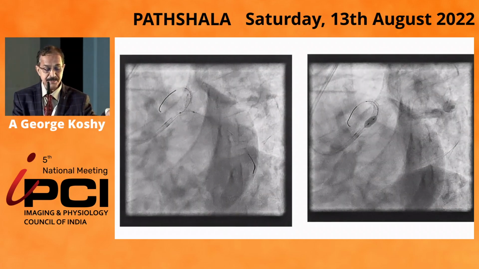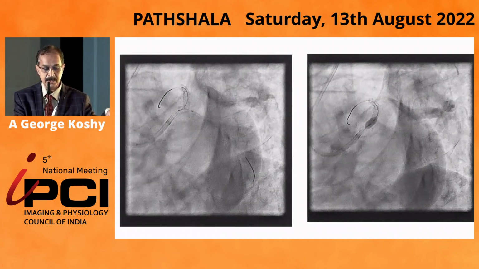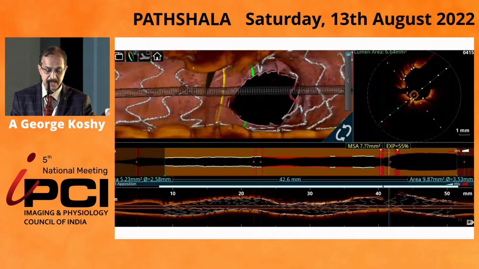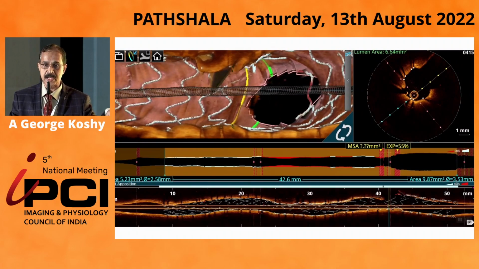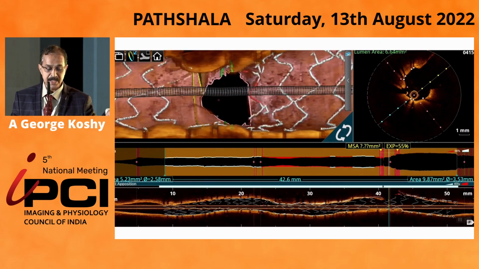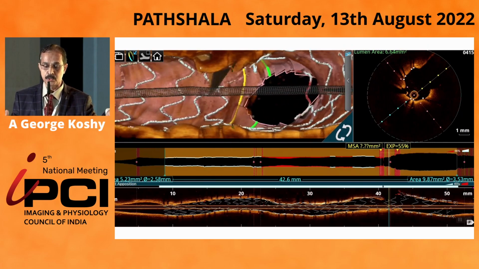And subsequently that has been corrected. You can see the balloon across the circ ostium. And after that you find the struts have been completely eliminated from the circ ostium. So naturally you can expect a long-term better outcome.